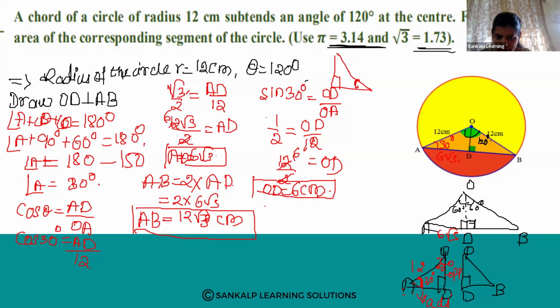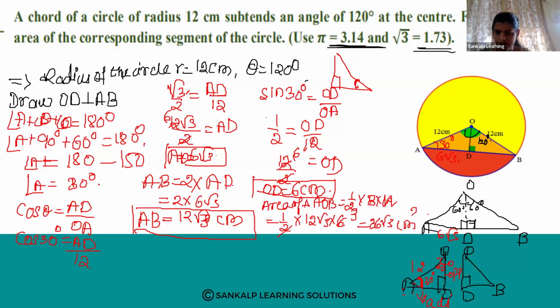Therefore, area of the triangle AOB is equal to half base into height. That is, OD is the height here. Half into base, which is 12 root 3, into 6. Right. So 2 ones are 2, 2 threes are 6. So 12 threes are 36. 36 root 3 centimeter square. This is the area of the triangle AOB.